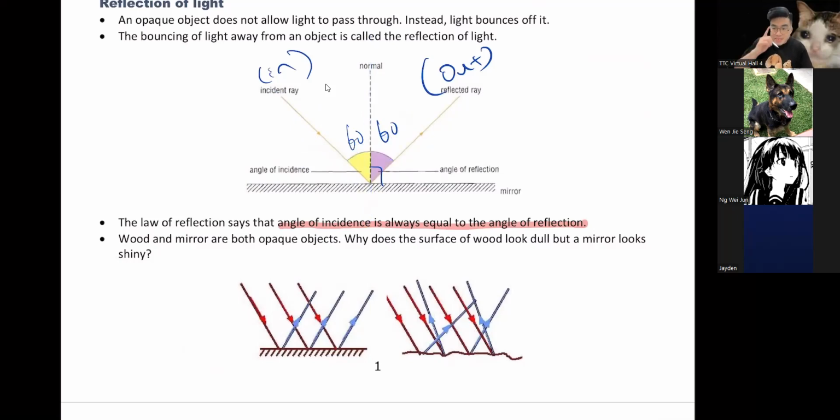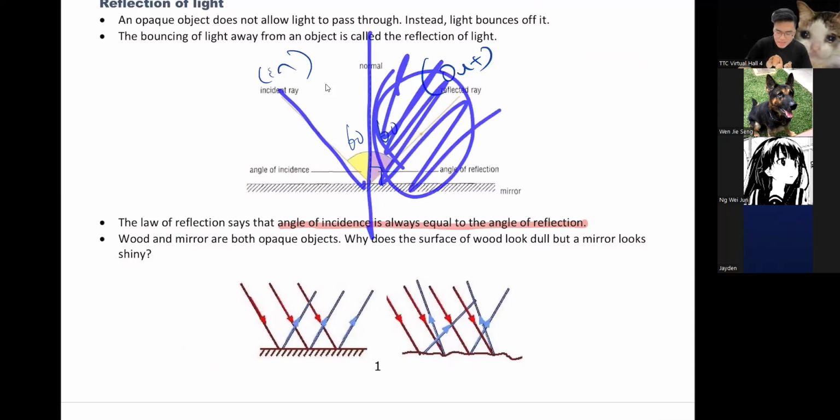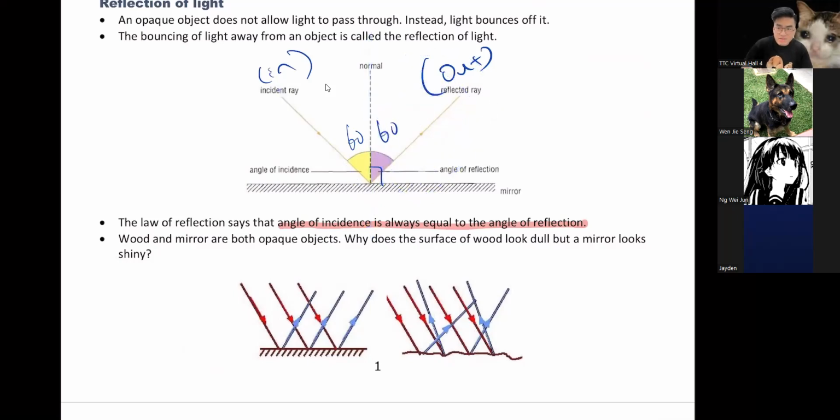Sometimes in exam, they will give you like that. Then they will ask you to draw here. This part will be empty. They ask you to draw here. So you just look at the angle. If the angle here is, let's say, 43.1, so you draw another 43.1 here. That would be your reflected ray.